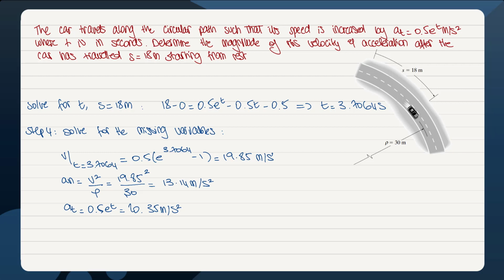Now finally, to get the magnitude of a, we simply have to take the square root of both components squared, so the square root of at squared plus an squared. Doing all the replacement, we get a = 24.2 meters per second squared.